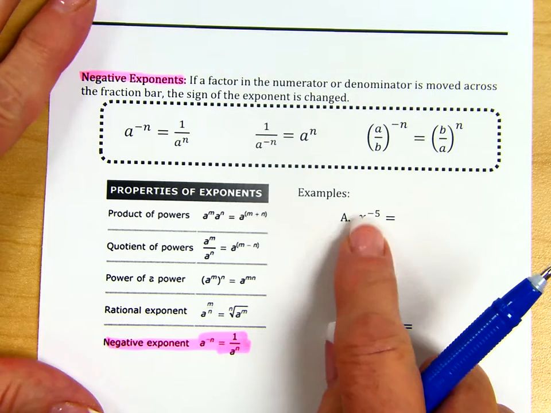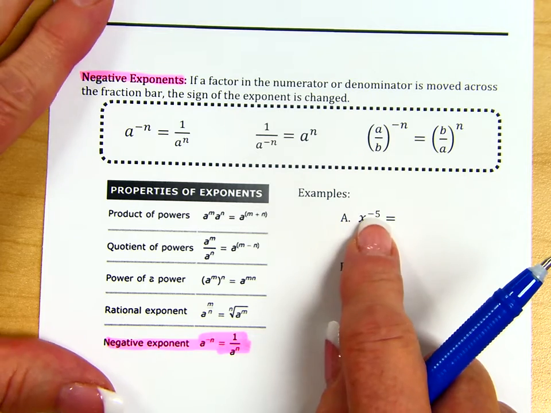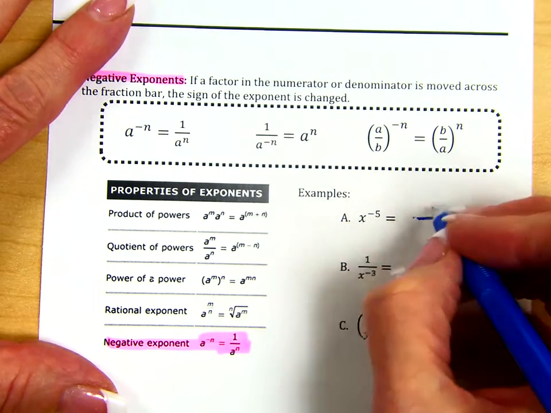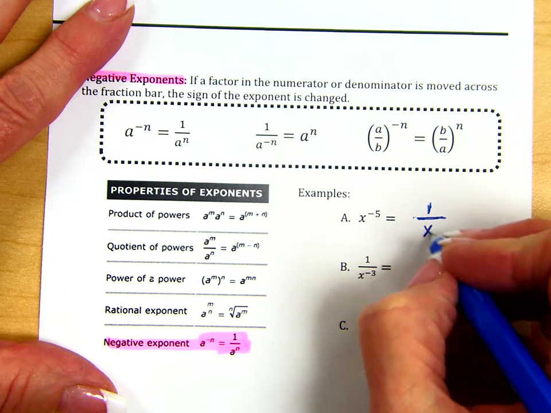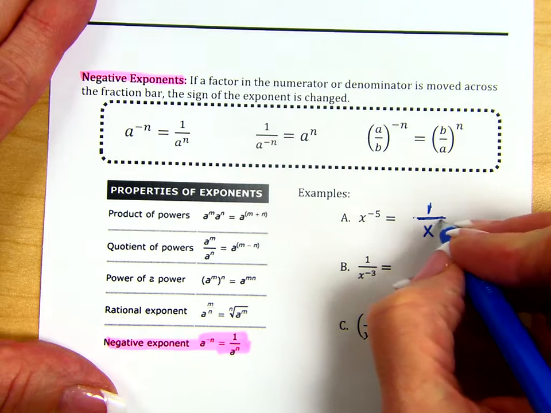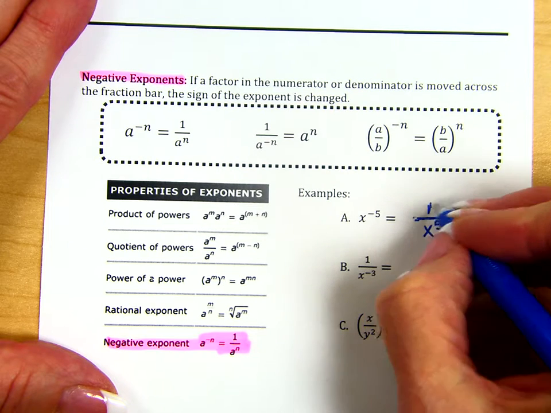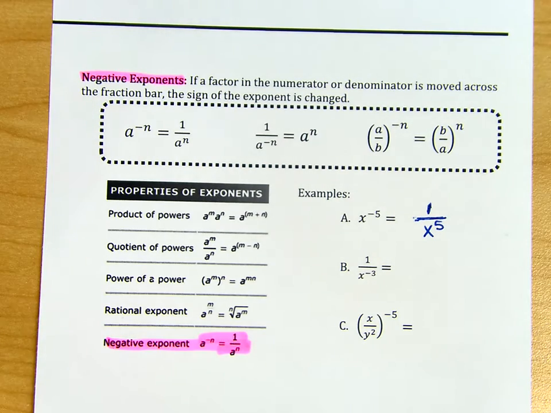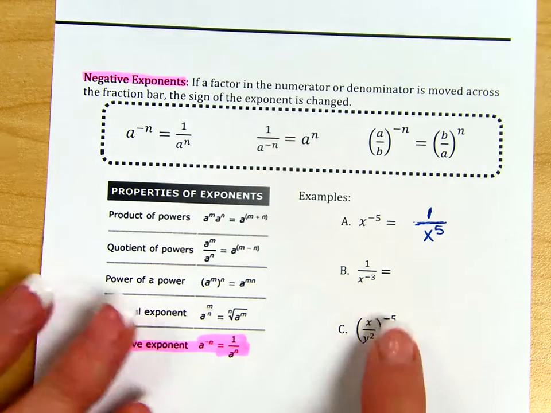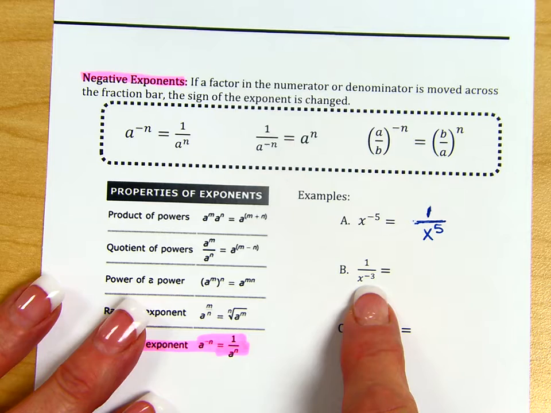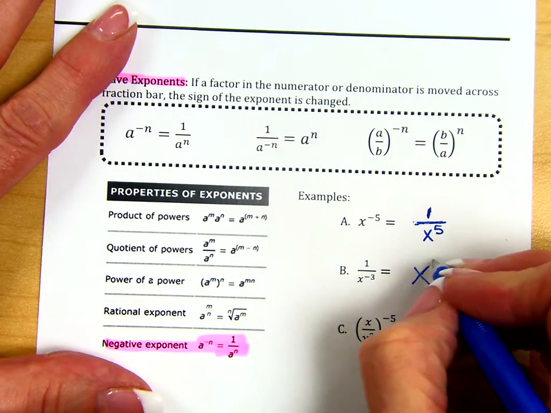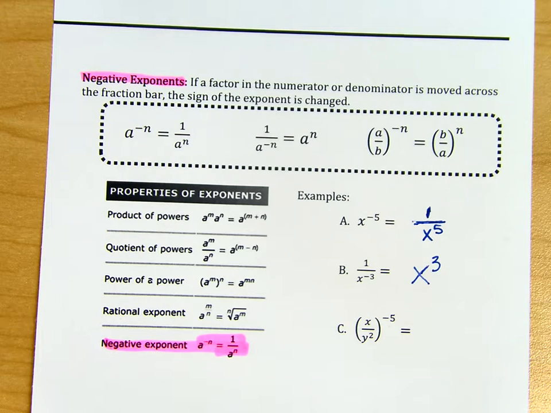In our first example, we have x being raised to the negative 5 power. So this is basically a numerator, so I'm going to put that x in the denominator, and that negative 5 is going to become a positive 5. In example B, it's like this middle part here. The negative exponent is in the denominator, so I'm going to move it to the numerator and make that negative exponent a positive exponent.